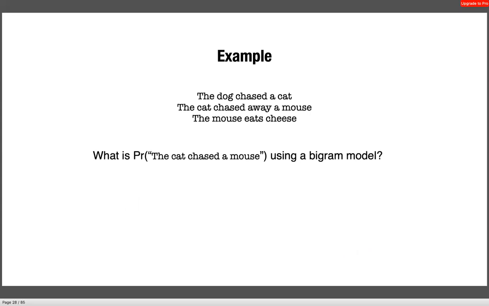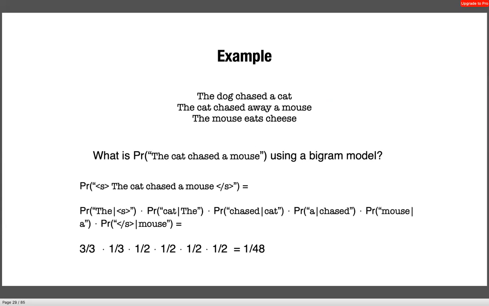All right, so here's a very simple example, just so that you get a feel for how to use these bigram probabilities to compute the probability of an entire sentence. So assume your text corpus only contains these three sentences. Okay, and now I'm going to construct a new test sentence. I'm going to ask you what is the probability of the cat chased a mouse using a bigram model. Okay, so since you know that you're going to use a bigram model, you can decompose this particular probability into the product of these bigram probabilities.